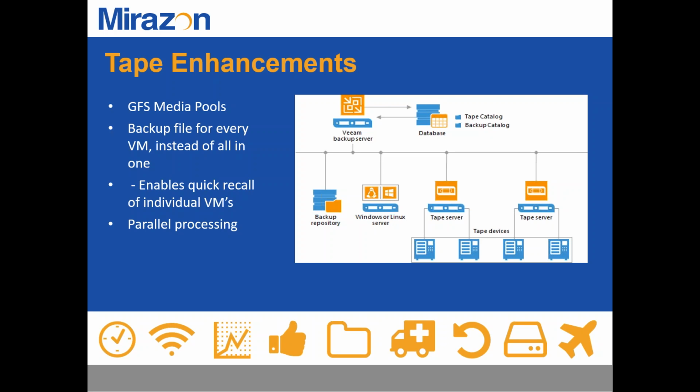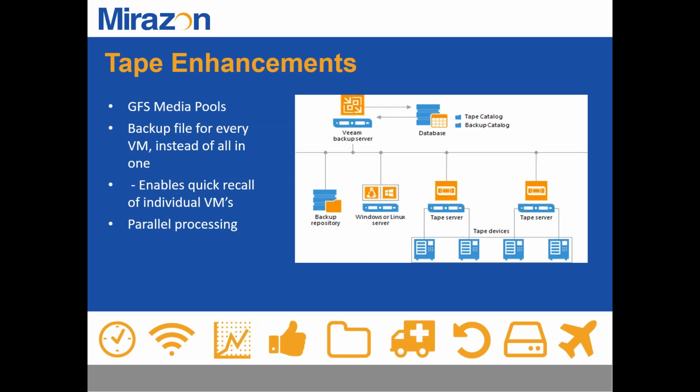GFS Media Pools is definitely one of my favorite additions to the tape side. Basically what we're doing here is we're now natively putting the long-term retention and tape rotation and tape aging into our tape capabilities. Previous to version 9, there were ways to make it effectively work within the solution, but now we're making it a much easier implementation for our customers. Backup files and being able to put individual VMs directly onto a tape makes it a lot easier.